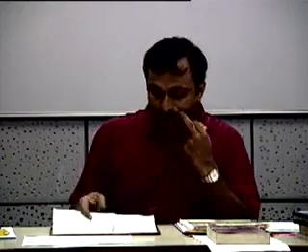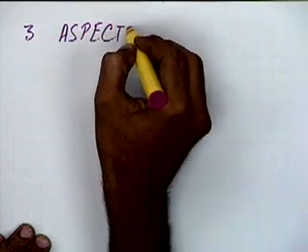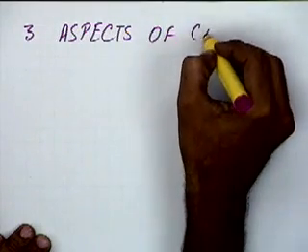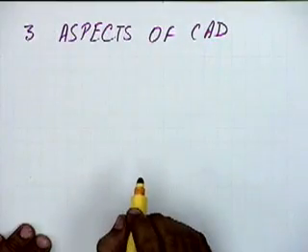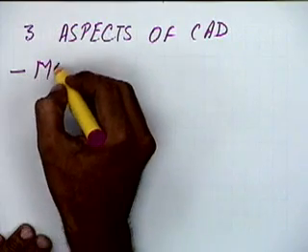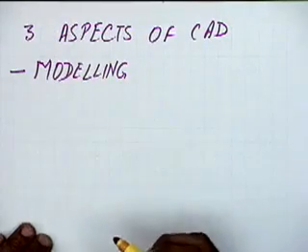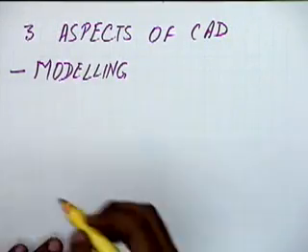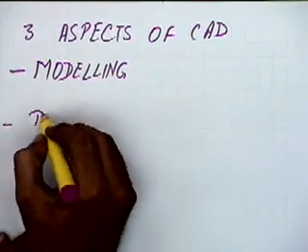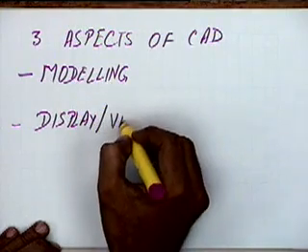So, if you summarize from this, there are three important aspects. The first important aspect is what we refer to as modeling. The second is what we refer to as display or visualization.